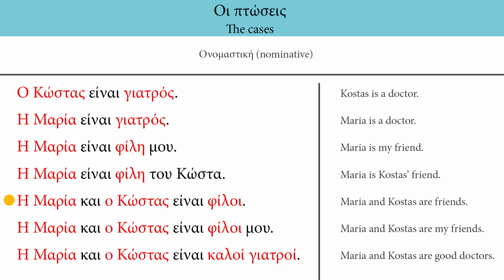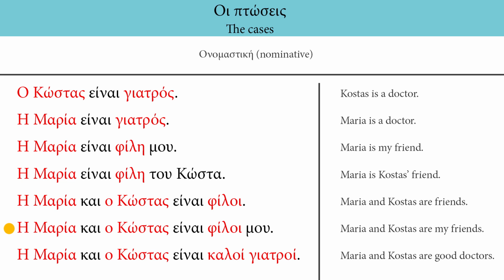Η Μαρία και ο Κώστας είναι φίλοι. Maria and Kostas are friends. We have two subjects here connected by a conjunction, και. They are both in the nominative case, and as always the predicate φίλοι is also in the nominative case. Pay attention to the ending of the word φίλοι. It is written with omicron iota, which means it is in the plural, and it is the masculine noun for friends. When we have at least one male in a group of people, we use the masculine noun or adjective.